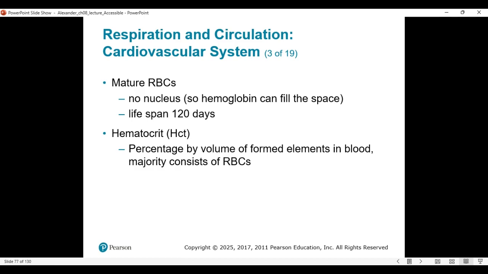Hematocrit, sorry, your hematocrit is the percentage by volume of formed elements in the blood, the majority of which is red blood cells. This is how they take a hematocrit at the hospital. It's a blood test. It'll tell you your red blood cell count.